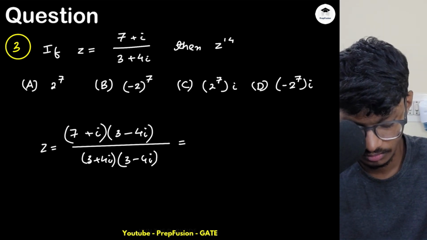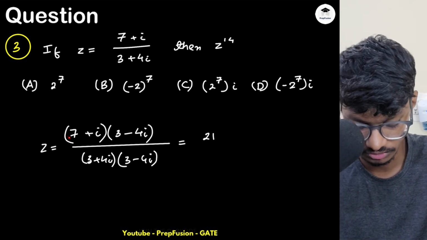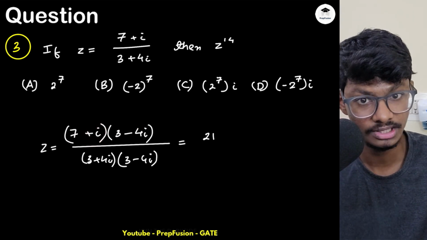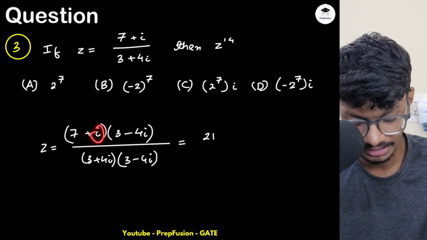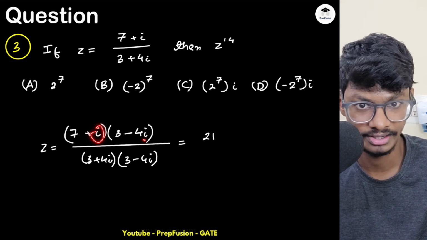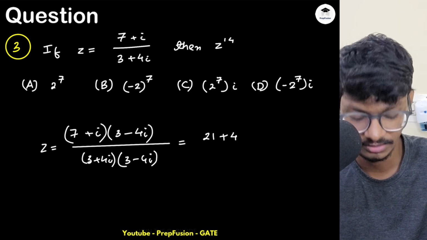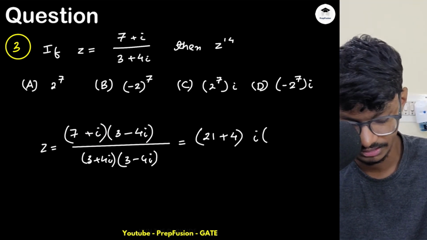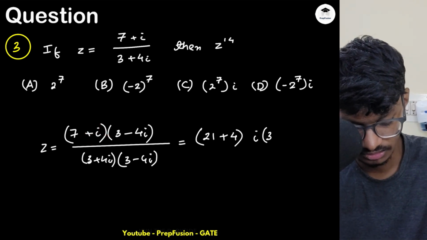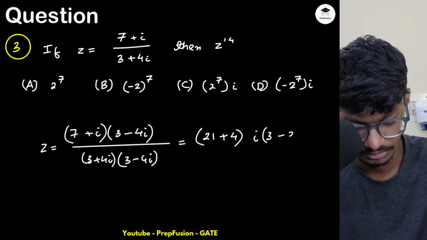Okay, so it will be 21. I'm just multiplying the top one for now. Real times real is real, and purely imaginary times purely imaginary will also be real. So 4i times minus 4i is minus 4i square. Minus 1 into minus 1 is plus 1. So 4 plus 4i, not 4i plus 4. And here I times 3 is 3i. So 3i will be here, and 7 times minus 4 is minus 28.